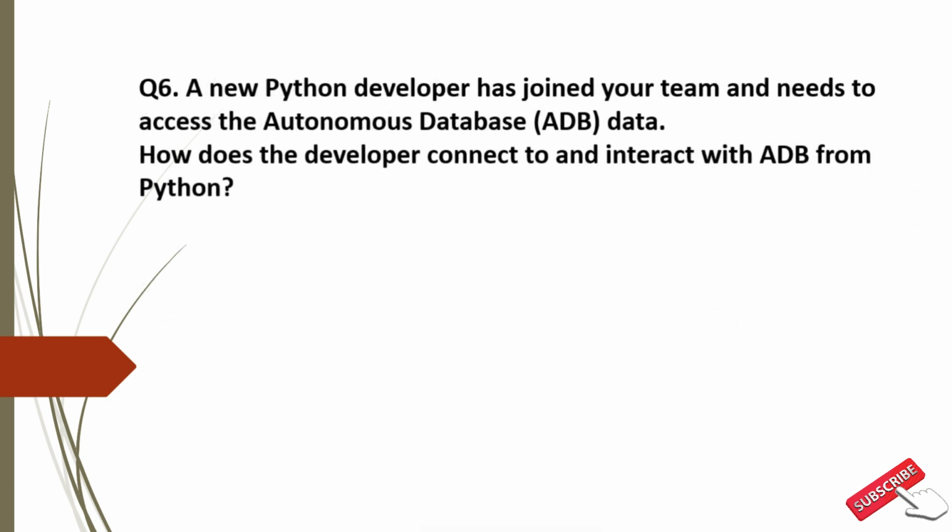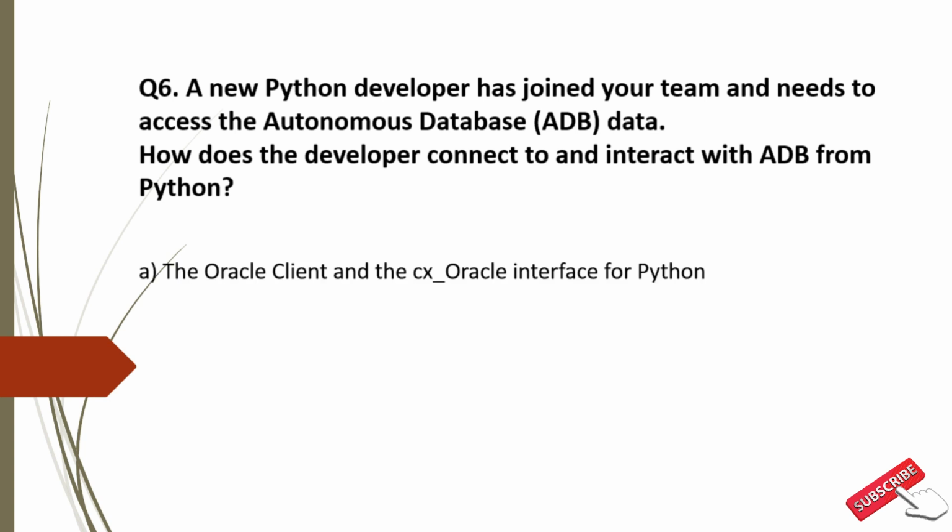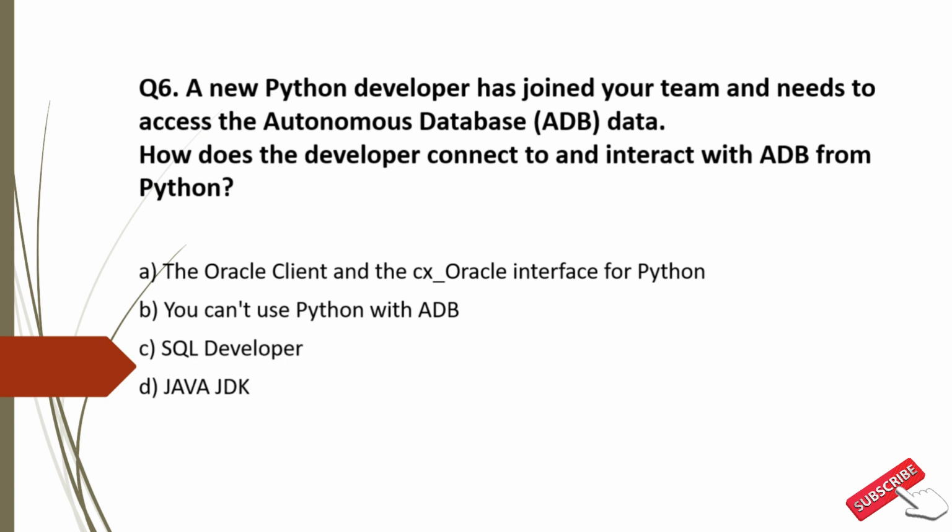Question 6. A new Python developer has joined your team and needs to access the autonomous database data. How does the developer connect to and interact with ADB from Python? And the options are A. The Oracle client and the CX Oracle interface for Python. B. You can't use Python with ADB. C. SQL developer. And D. Java JDK.